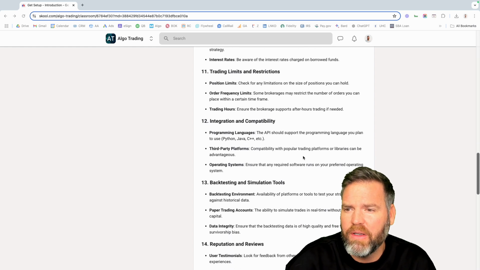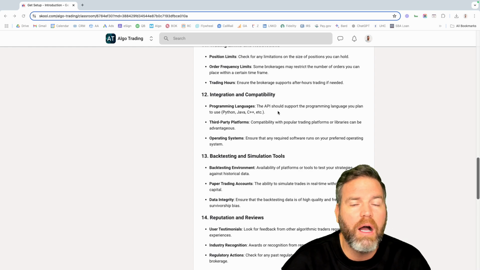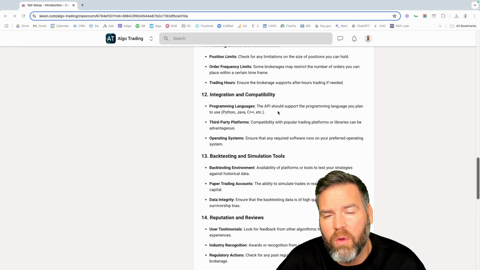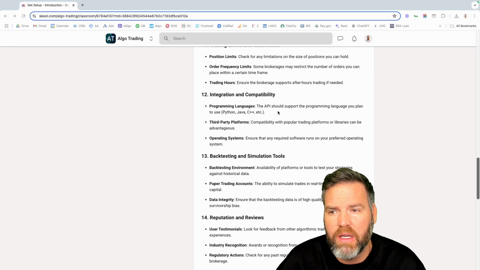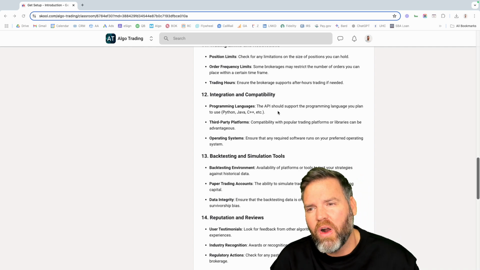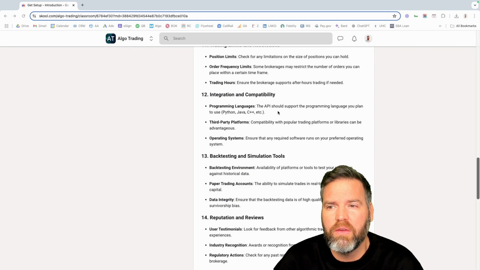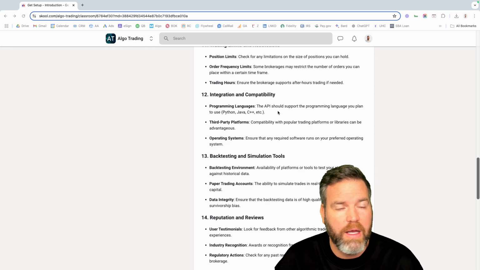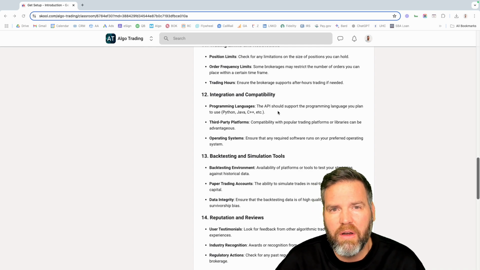Integration and compatibility, obviously knowing the programming language you plan to use. I'm a big fan of Python. It is one of the most widely supported and used programming languages when it comes to algorithmic trading, but there are other ones that use Java, C++, C#, and others. There are brokerages out there that use their own type of language. For instance, NinjaTrader uses NinjaScript and MetaTrader uses the MetaQuotes language. They oftentimes are very similar to a core language like C# or C++.